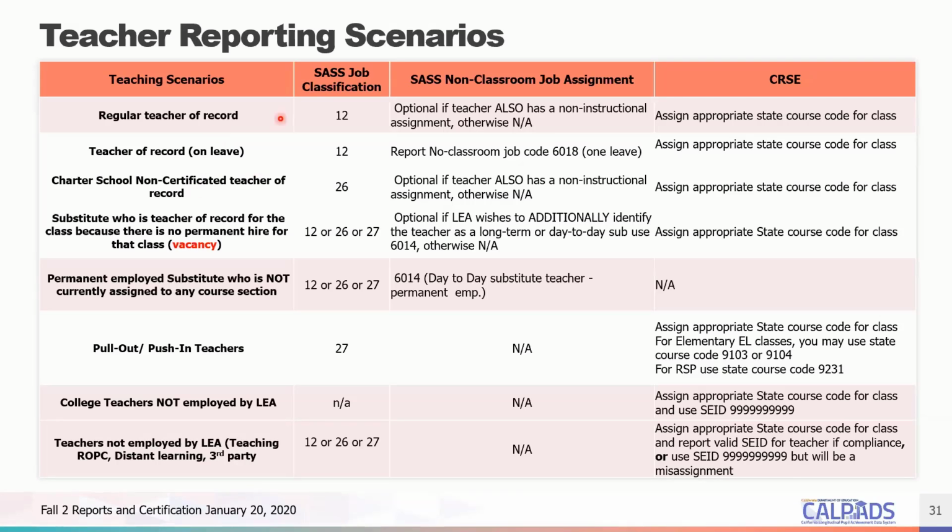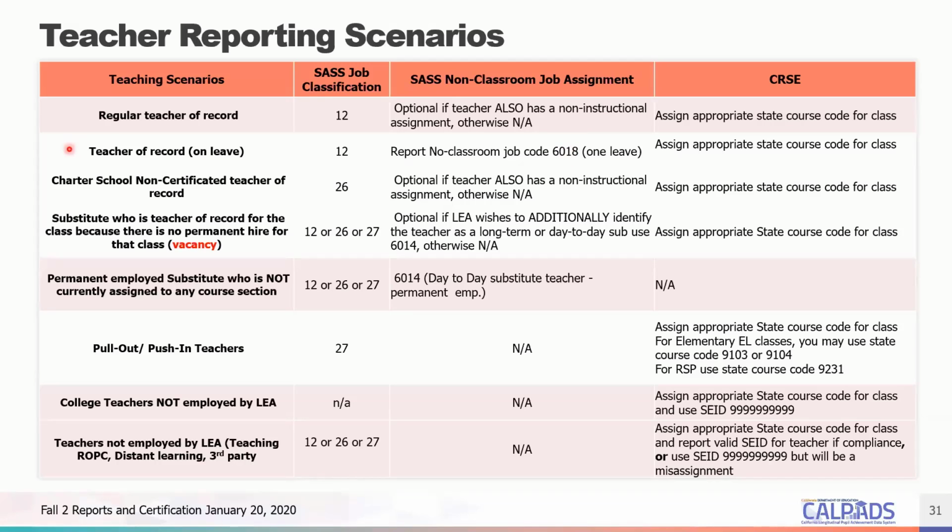So to do that, you report a job classification of 12, assign the teacher to a course since they are the assigned teacher, and then report a non-classroom job code of 6018, on leave. So basically, you're saying that the teacher is your teacher of record, so you assign them to the course, and at the same time, you report them that they're on leave.